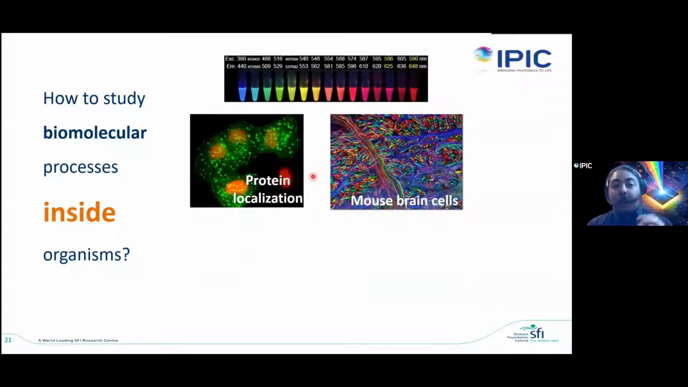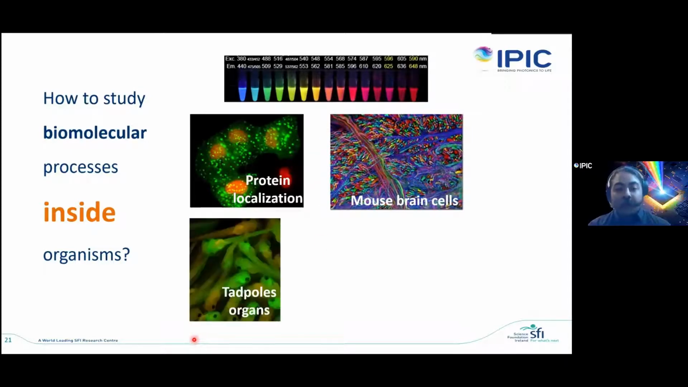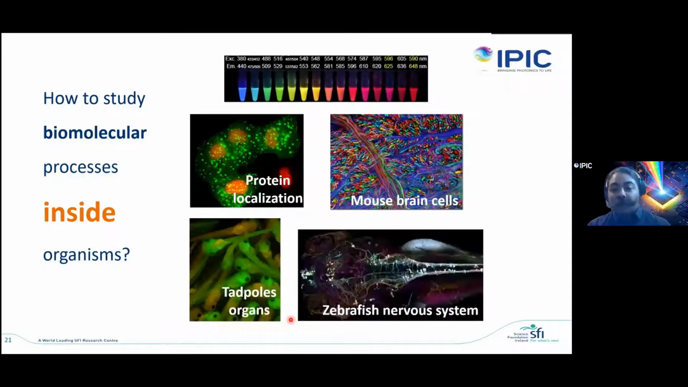So we can see the biomolecular processes inside the cell, for example, by labeling certain proteins, which have specific locations. We can also use fluorescent dyes to label certain cells in a mouse brain and see where they are located. We can also probe several organs inside the organisms and even an entire nervous system of a zebrafish.